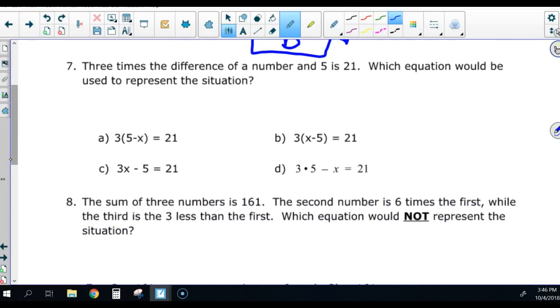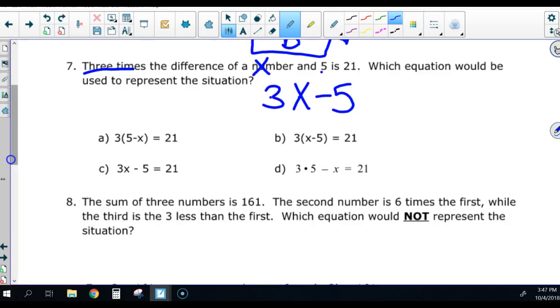7. 3 times the difference of a number and 5 is 21. 3 times. Something's getting multiplied by 3. The difference of, that is subtraction. A number is x and 5, so x minus 5.